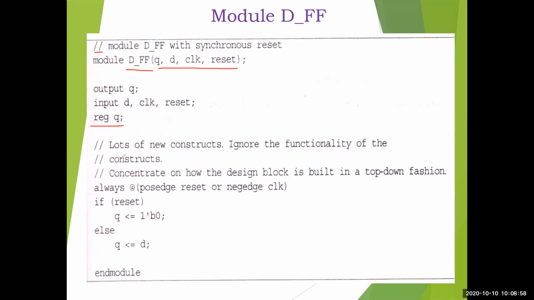We'll look at more. Comments are there, and there are lots of new constructs. Ignore the functionality of the constructs at this moment. Concentrate on how the design block is built in a top-down fashion. So ripple carry counter, from there T flip-flop, from T flip-flop you have written D flip-flop.